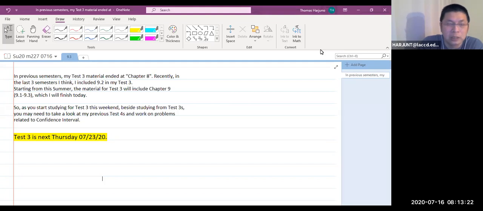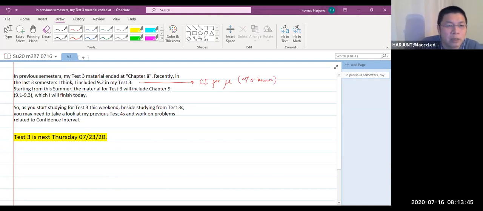I don't remember precisely. Okay, I included 9.2 in my test 3, and that 9.2 is the one with confidence interval for mu with sigma known. It happens to be the one not in your textbook. But starting from this summer, I will include chapter 9.